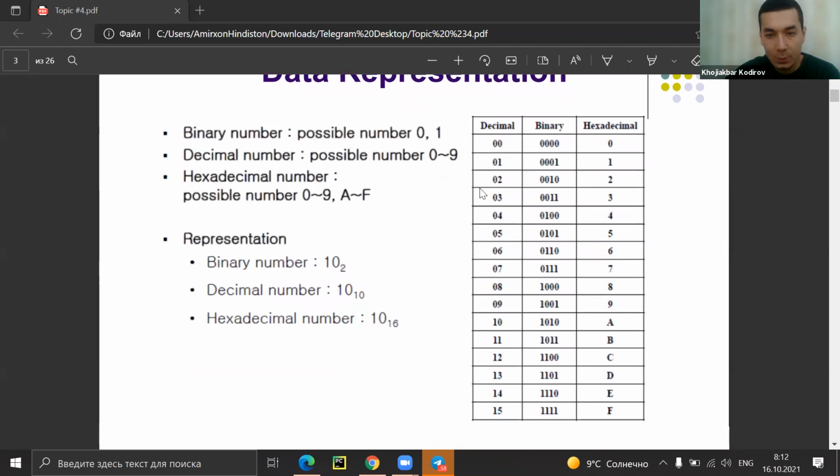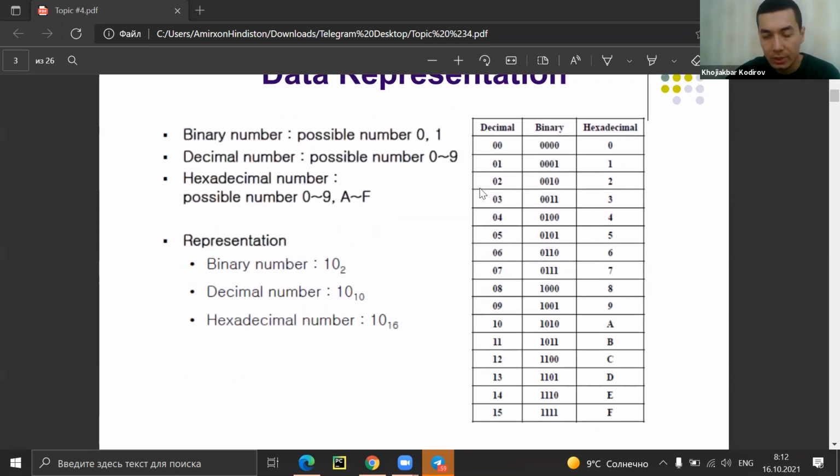Okay, for example, in decimal, if we have 1, in binary it's going to be 0001. If we have 2 in decimal, then in binary it's going to be 0010. If we have 3 in decimal, then in binary it's going to be 0011. And we also have hexadecimal representation.